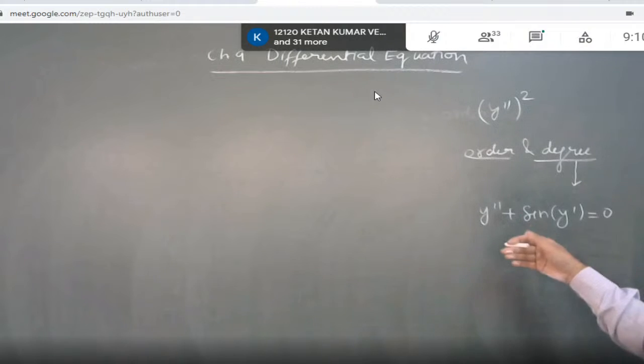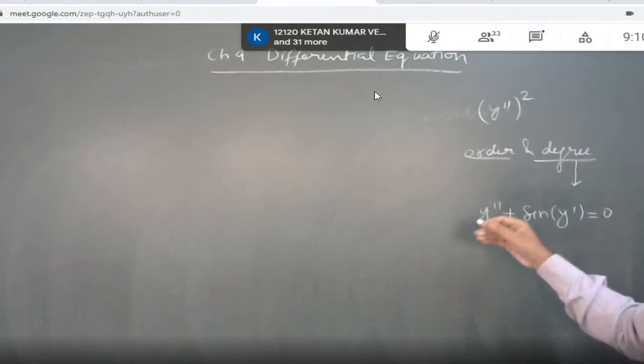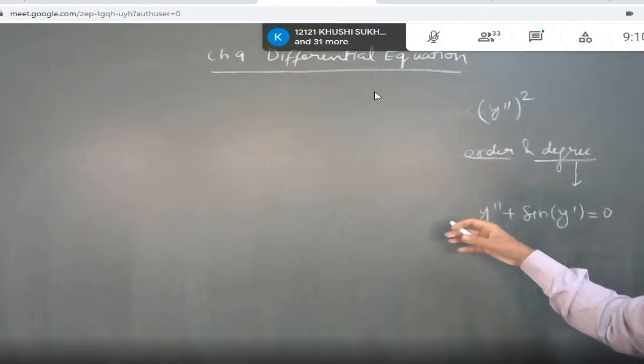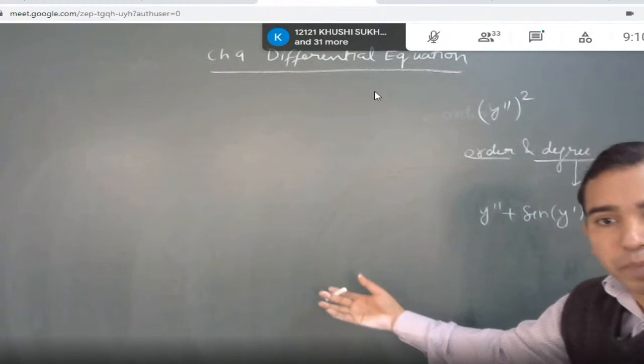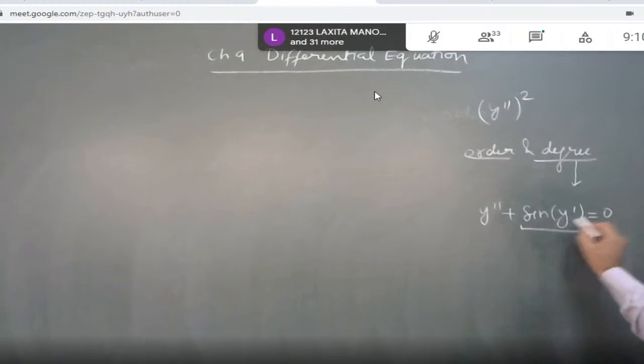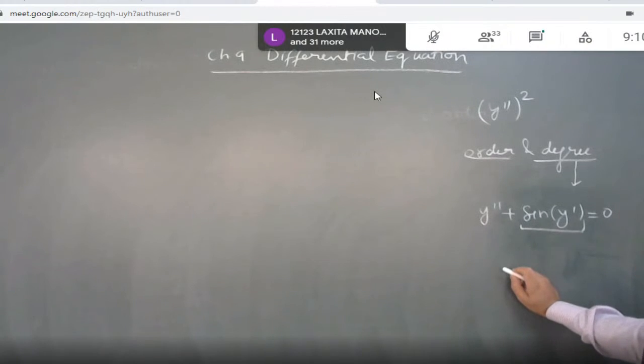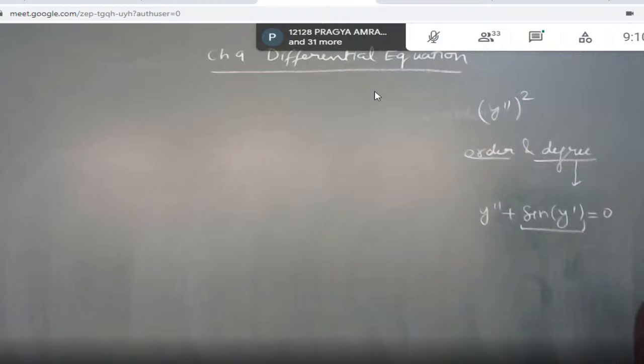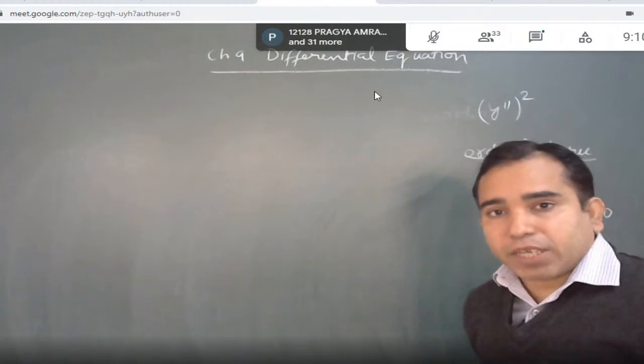In the polynomial form, y dash, y double dash, y triple dash, इनकी सिर्फ नेचुरल नंबर पावर्स ही अलाउड है, right? This cannot be there as a function of y dash. If it is not the polynomial form of differential equation, its degree will not be defined. So such kinds of examples also we saw in exercise 9.1.